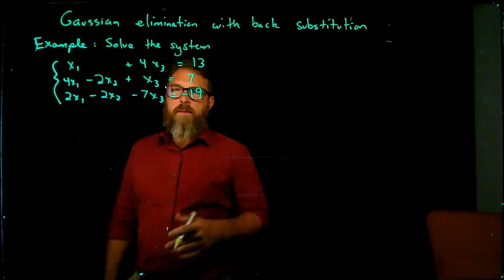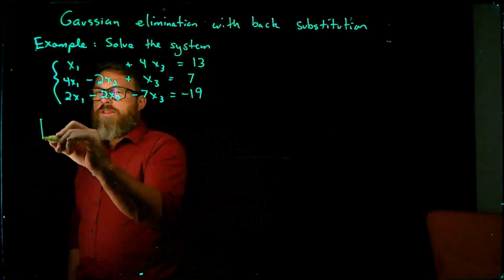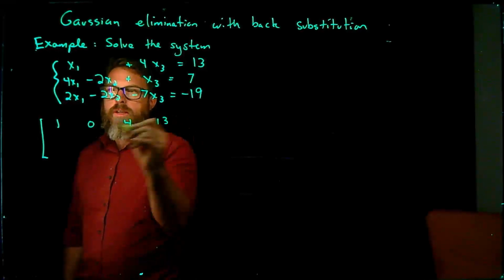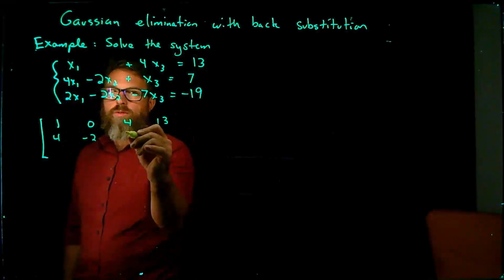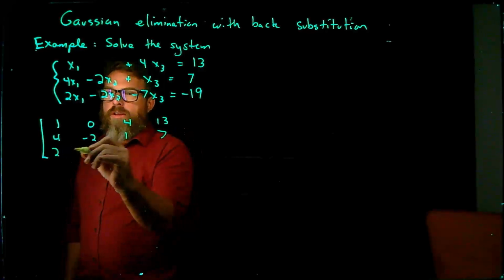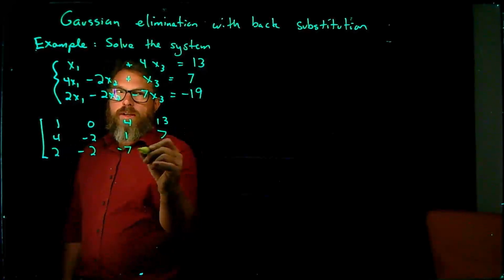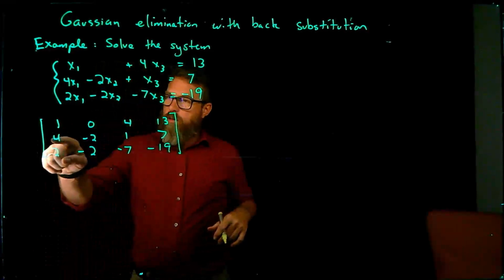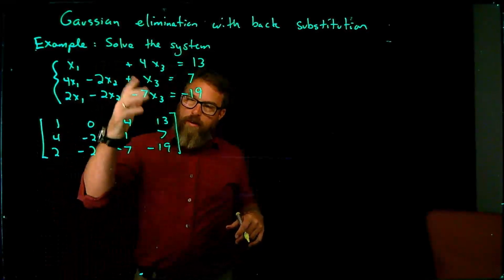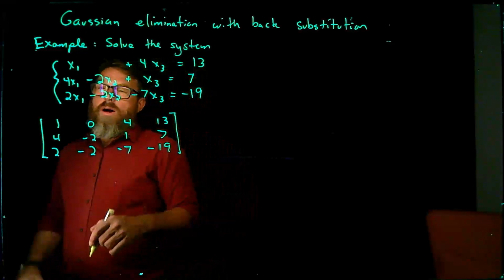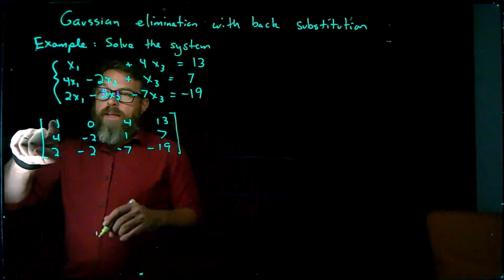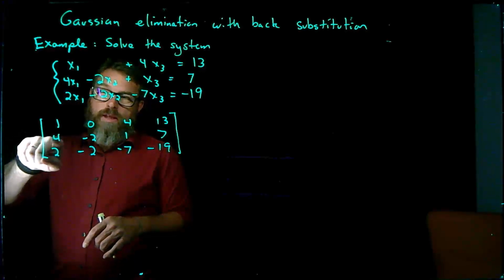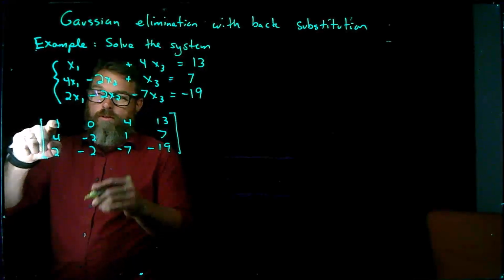So for the last example, let's solve this system of equations. So we have 1, 0, 4, 13, 4, minus 2, 1, 7, 2, negative 2, negative 7, minus 19. And again, the same technique, 1, 0, 0, 1, 0, 1, if we can. So since this is already 1, I can use it. I want to now make this 4 a 0 and this 2 a 0. Now, since both these things are in column 1, I'm going to use row 1.